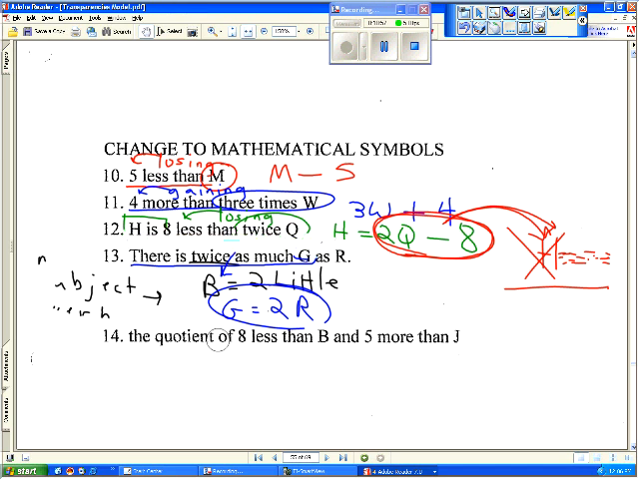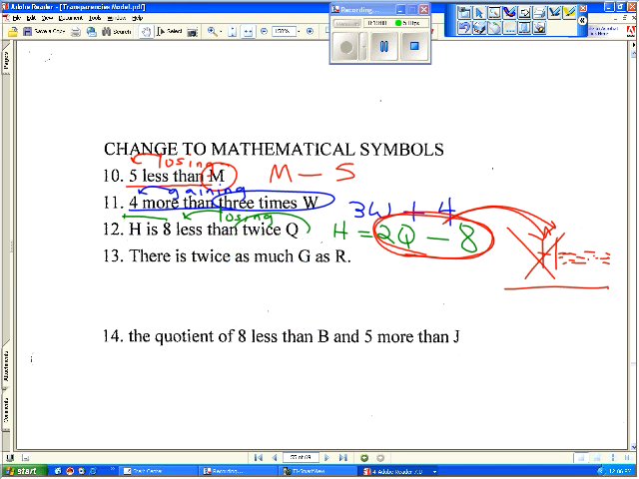So yeah, it could be a little big situation if you're dealing with fractions instead of whole numbers. The quotient of 8 less than B and 5 more than J. What does quotient mean? Division. And what rule comes to mind? The plus, minus, times, or divide goes where the and is. That's rule 1, page 37, right? So we're going to replace that and with a division sign. What was before it stays before it. What was after it stays after it. We're not changing the order like we did with less than and more than.